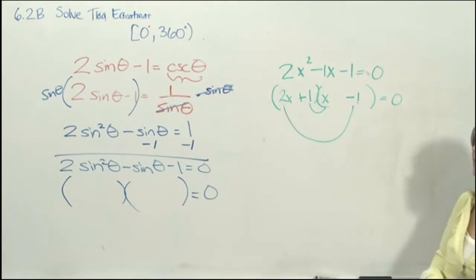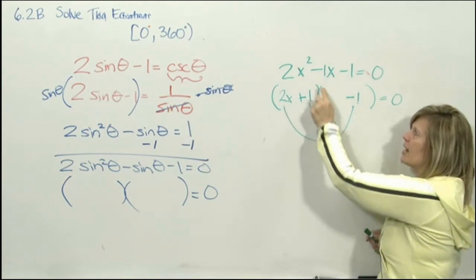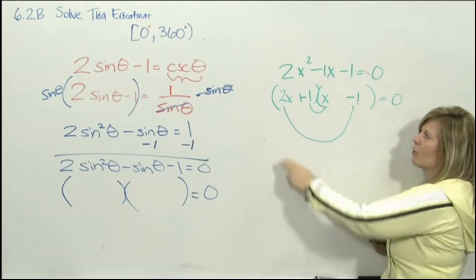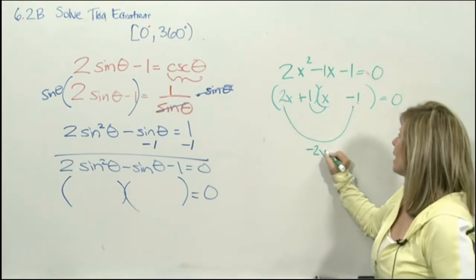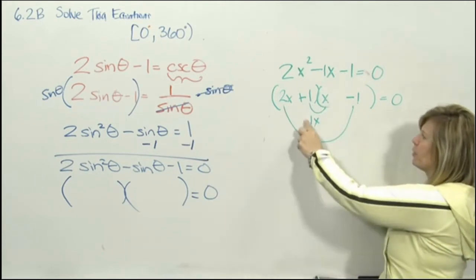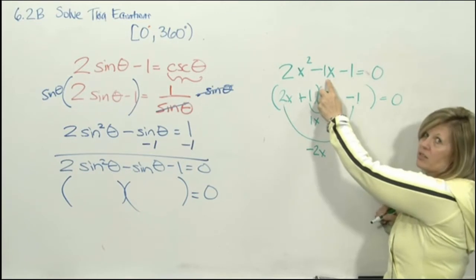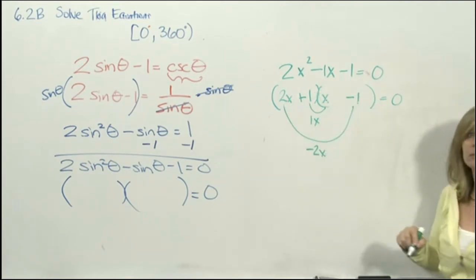That's factored now completely. I could check it by doing FOIL. First, 2x times x, 2x squared. Outers, 2x times negative 1. That'd be negative 2x. Inners, 1 times x is 1x. If I put these terms together, that gives me what's in the middle. Last, 1 times negative 1 is negative 1.